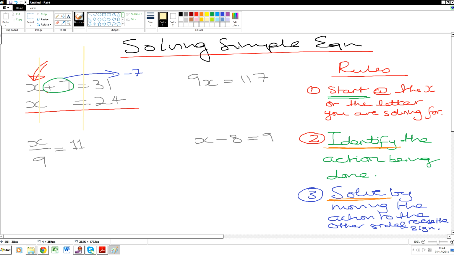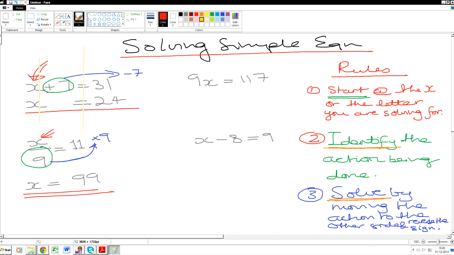So what do we do? Rule number 1 says start at the x. We need to identify the action. So, what's the action in the second question? Divided by 9. So dividing is the action, so we divide it by 9. Step number 3 says solve by moving the action to the other side and reverse the sign. So the opposite of divide by 9 is times by 9. So we have x is equal to 11 times 9, which is equal to 99. Copy the x under the x, then 99 under there.